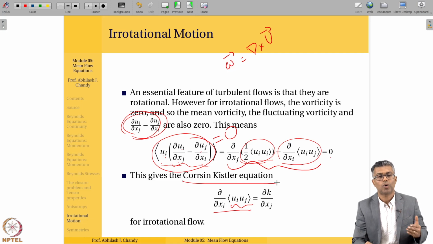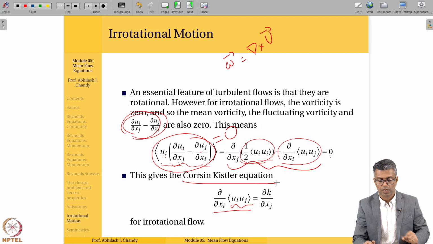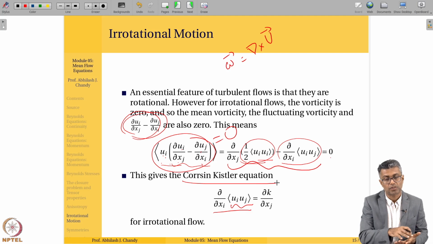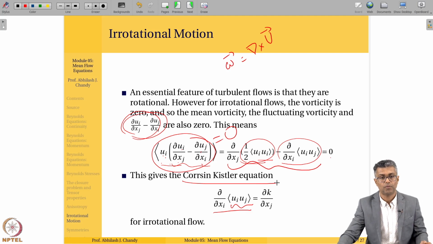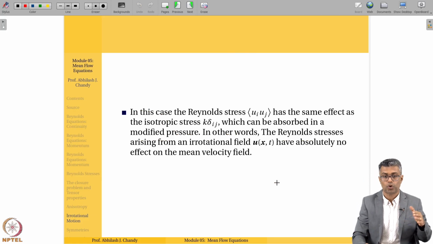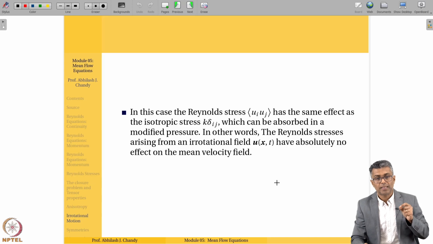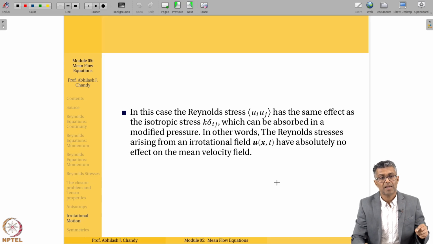Now, what does this mean? Why did we do all this? We considered irrotational flow and we equated the vorticity to 0, and from vorticity we derived it in terms of the Reynolds stress and the kinetic energy. Why did we do this? So the interesting thing is you get something that is very similar to what we saw in the last class, where we could absorb the isotropic part into the pressure. So here the Reynolds stress has the same effect as the isotropic stress.